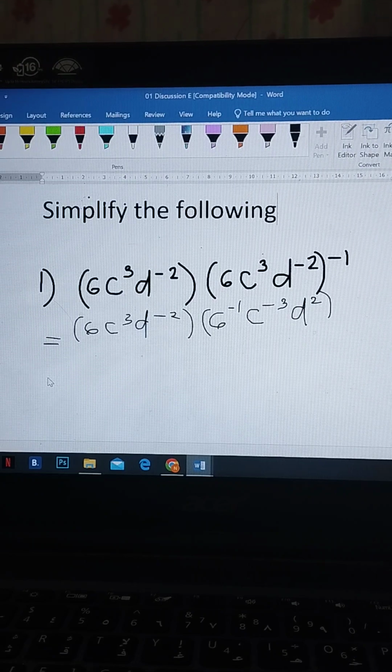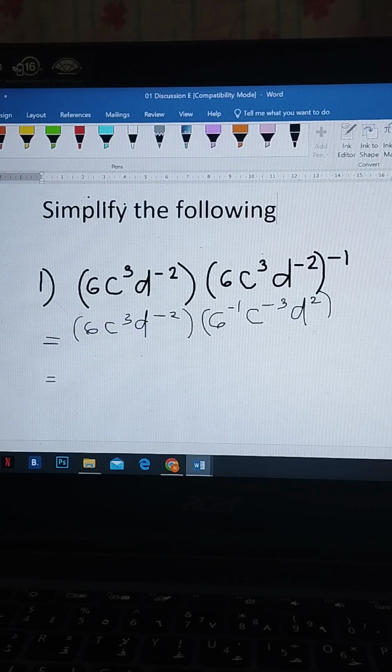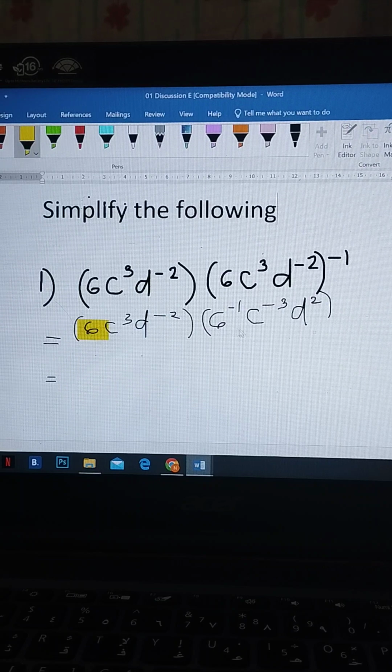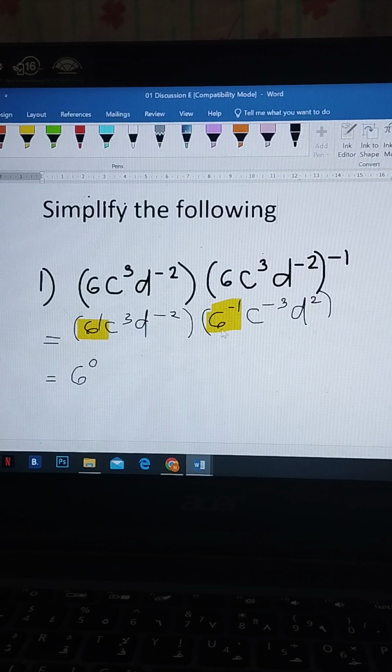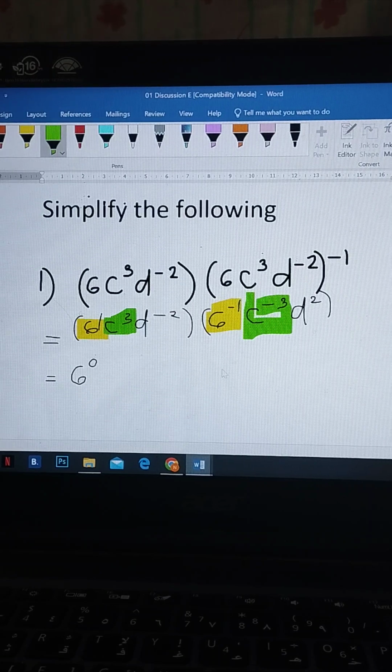Next is, if we multiply now 6 and 6 raised to negative 1, that is equal to 6 raised to 0, because 1 plus negative 1 is equal to 0. Then next is, if we multiply c raised to 3 times c raised to negative 3, that is equal to c raised to 0 also.